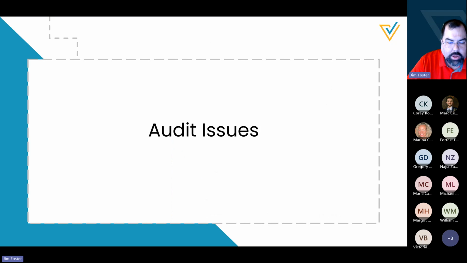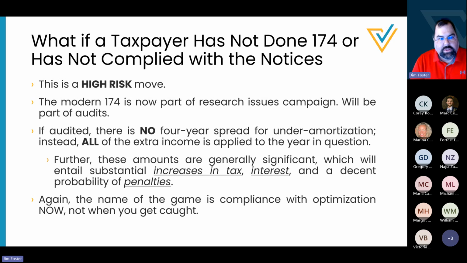Now, I'm going to talk about some audit issues briefly, because there are taxpayers that have not done 174 or have not complied with the notices. And note that the notices are not law, they're just guidance, but they're really strong guidance of what the IRS is going to be doing. And if you haven't done 174, you're just flat out not in compliance. That's a high risk move, because there is a research issues campaign going on, primarily for the credit, but they did add in the modern 174 to it. So if they audit you, they're going to look at 174 as well.